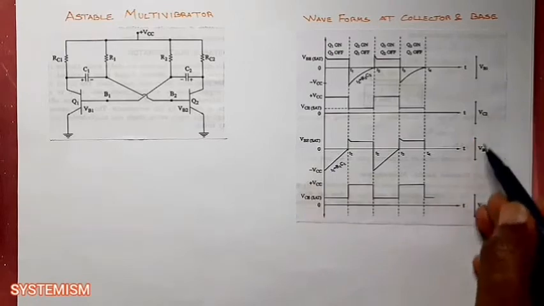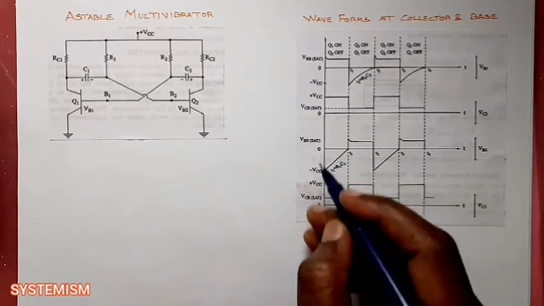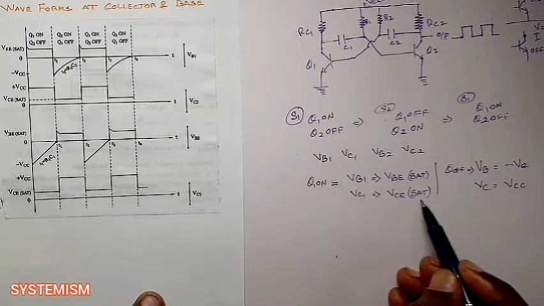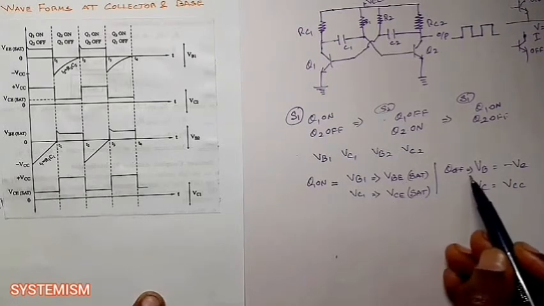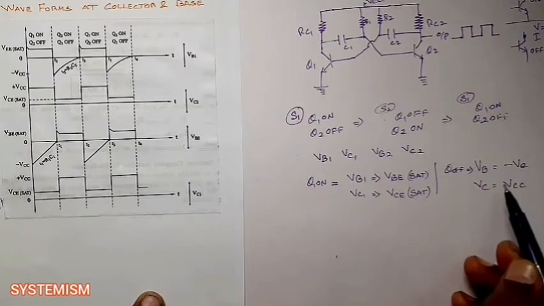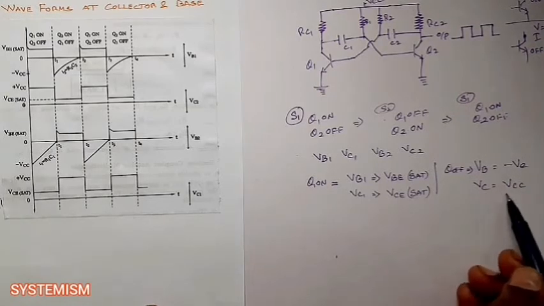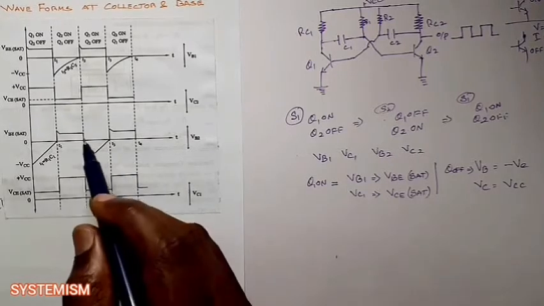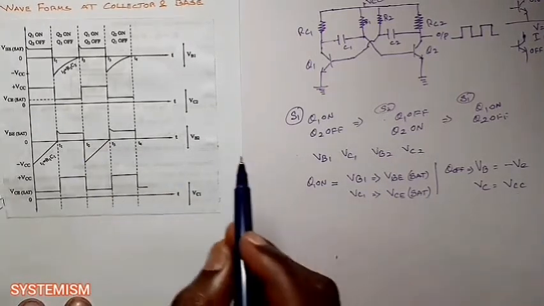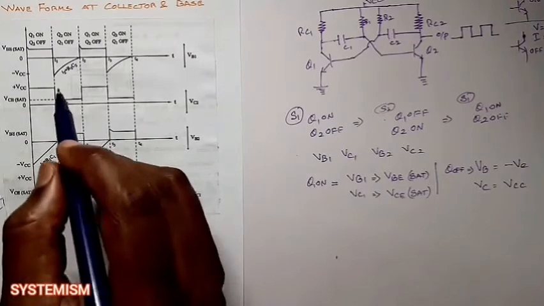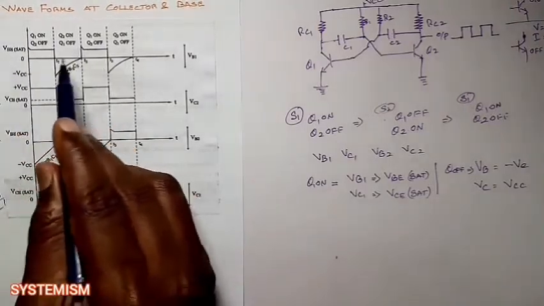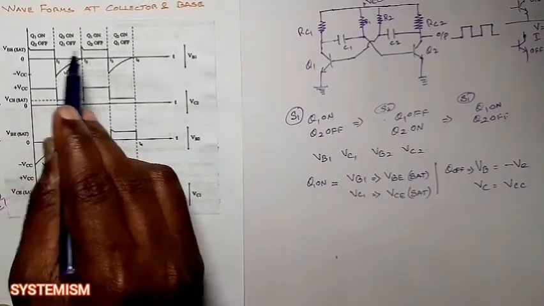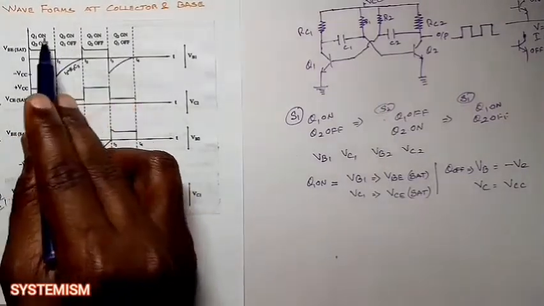As I told you already, keep this in your mind: if the transistor is on, VB is VBE sat and VC is VCE sat. If the transistor is off, VB is negative and VC is VCC, so the collector voltage is VCC. So now you can easily draw this diagram. I have given each and every state, state 1, state 2, state 1. It will keep changing like this, isn't it?